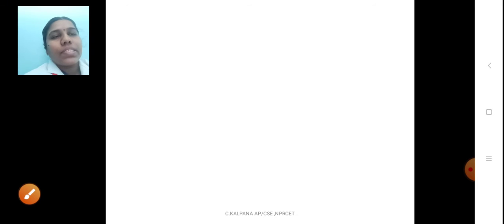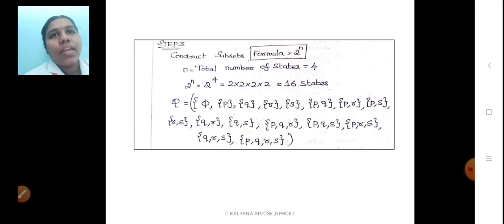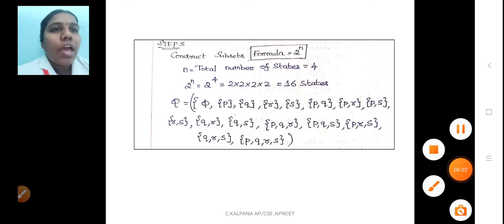Okay, this is step 1. Step 1 is the given data and step 2 is the transition diagram. No need to draw the transition table again because it is already given in the question. Now step 3. According to the theorem for equivalence of DFA and NFA, you have to construct the subsets. It can be done by the formula 2 power n. Here, the total number of states is 4, that is 2 into 2 into 2 into 2, that is 2 power 4, which is equal to 16 states. Starting from the empty state, you have to find the combinations of sets here.